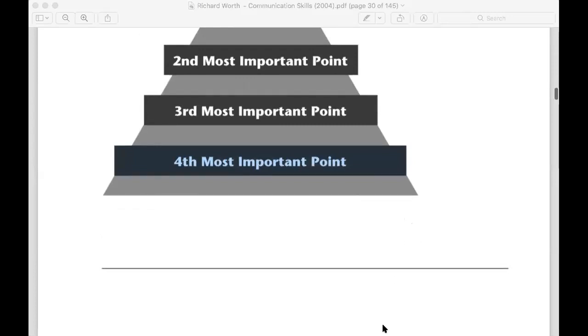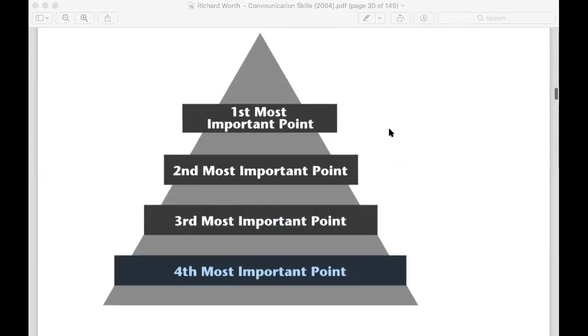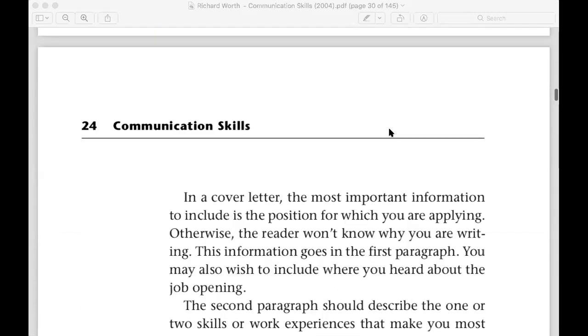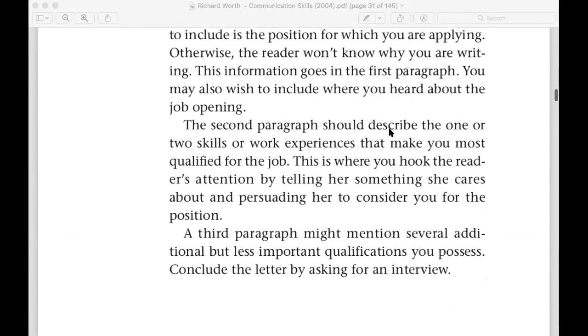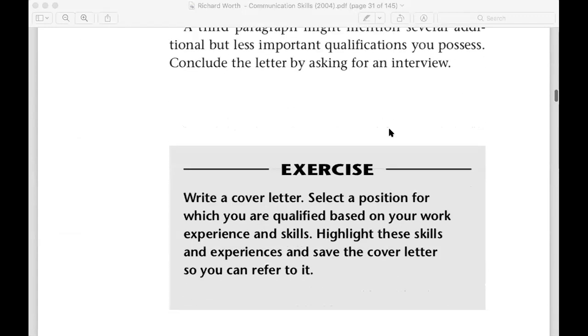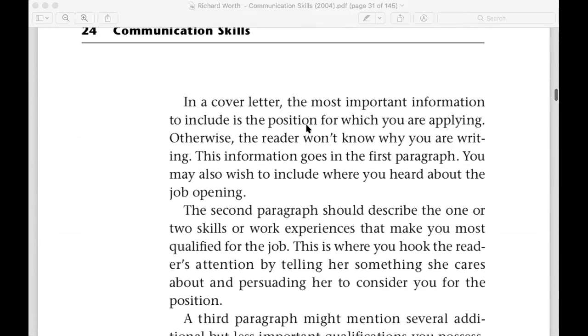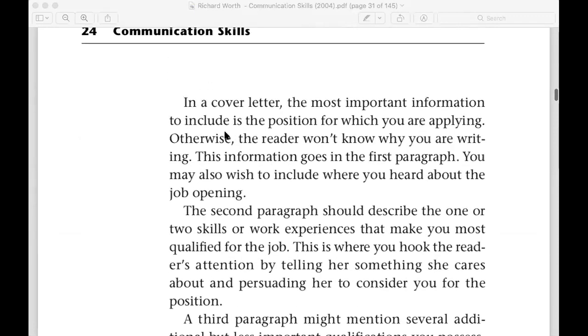Okay, now we're going to look at one of the cover letters also. We're going to write a cover letter as well. So in a cover letter, the most important information to include is the position for which you're applying. Okay, this information goes in the first paragraph.